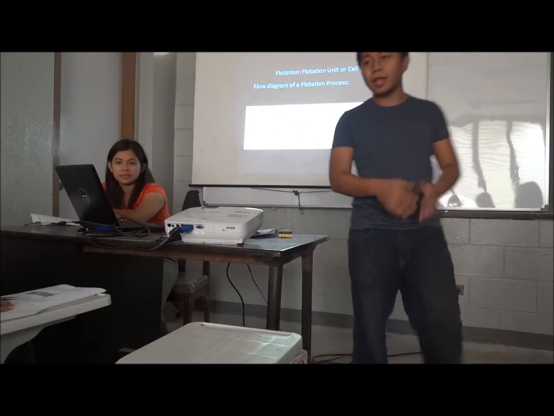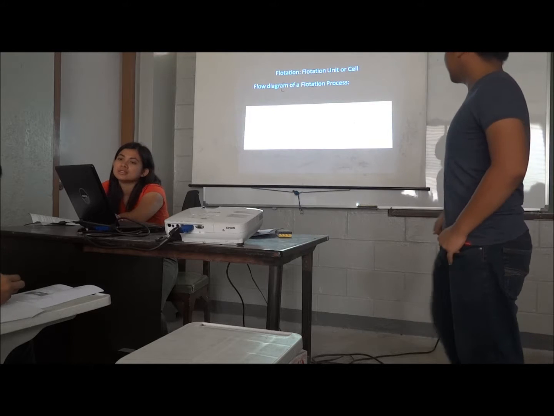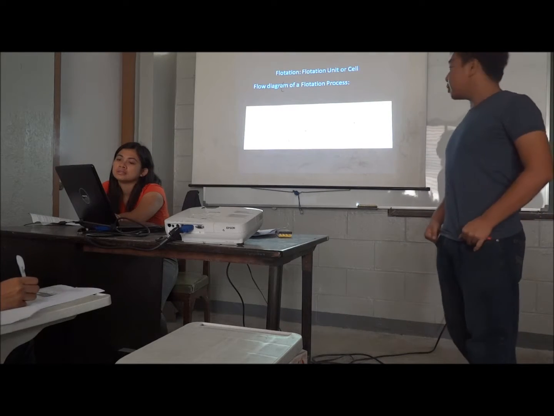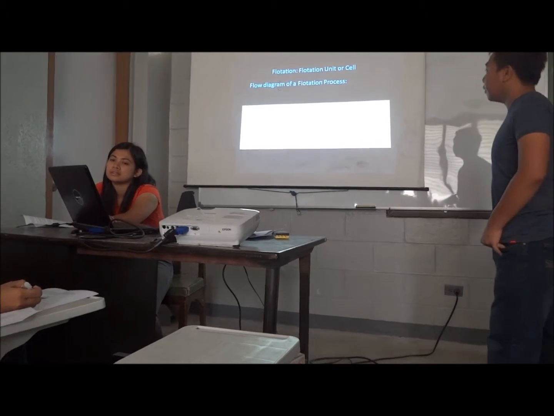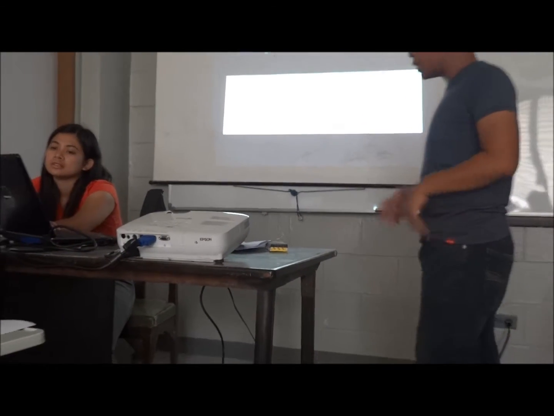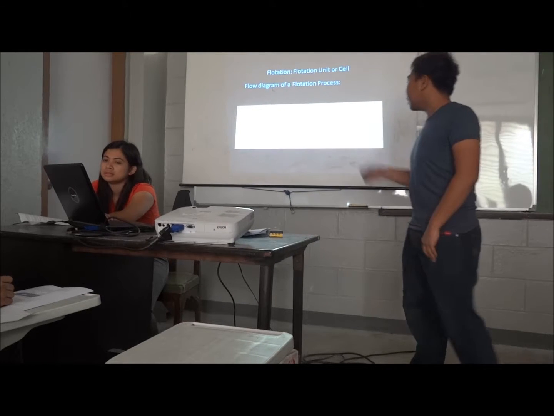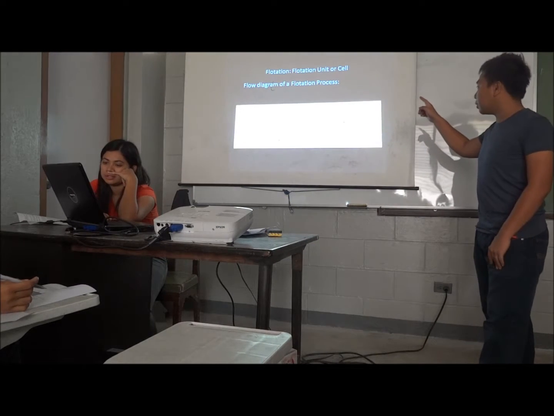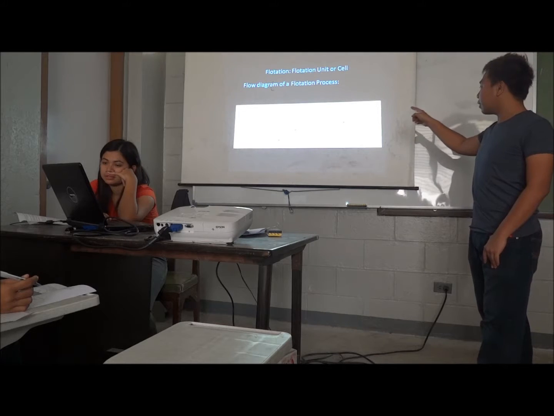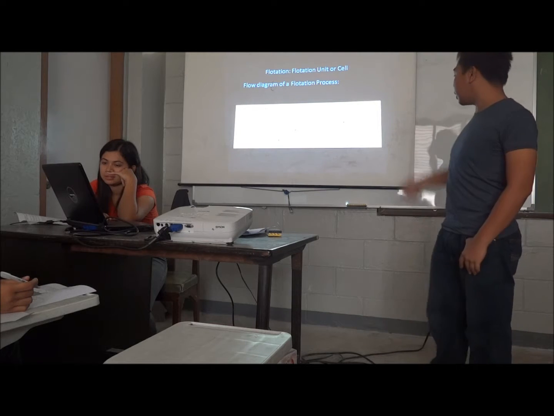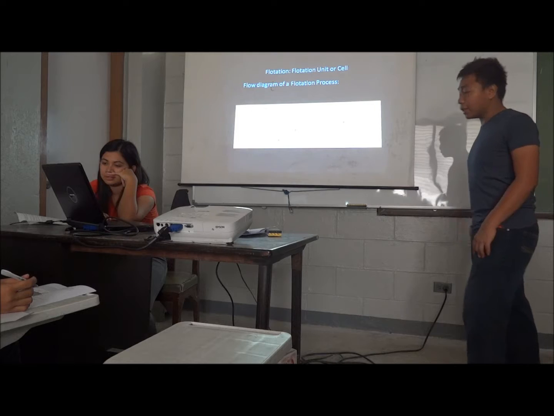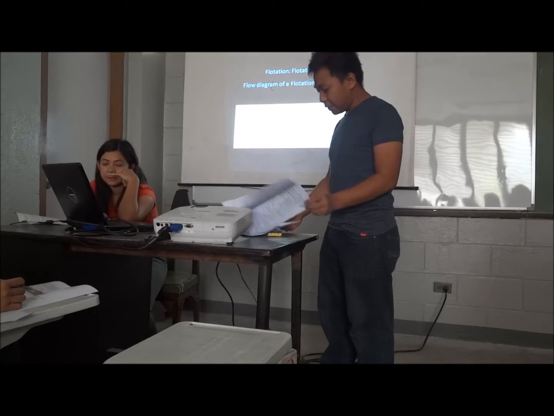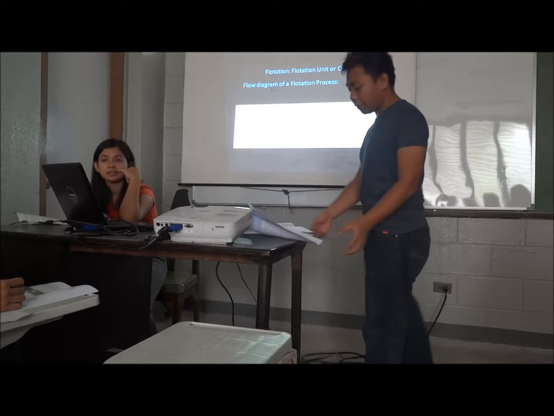So I'm Denver, and I'm discussing the flotation unit or cell. So we're here to discuss the flow diagram of a flotation process. From the feed, it goes to the mill, then to the classifier, to the conditioner, then to the rougher, then to the cleaner, to get the final concentrate. I will discuss the parts of the flotation process.